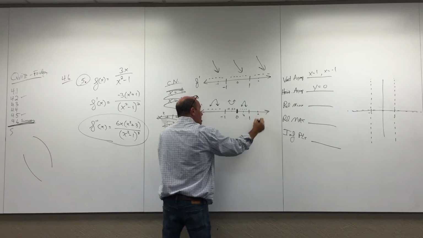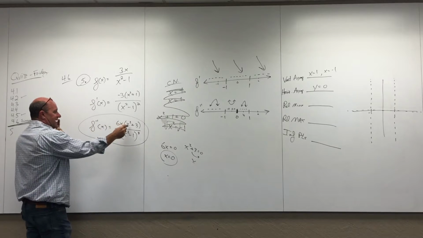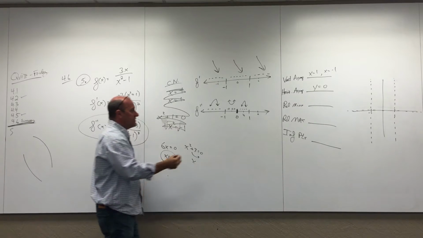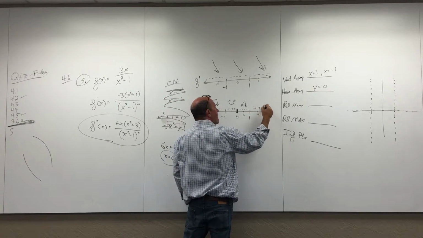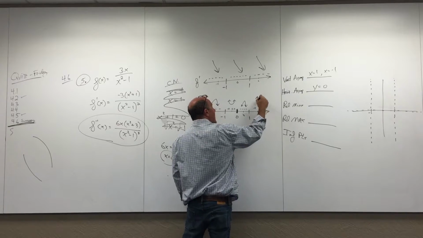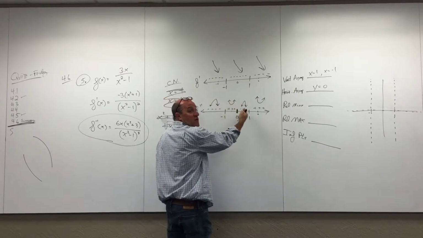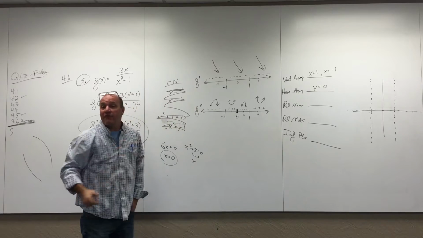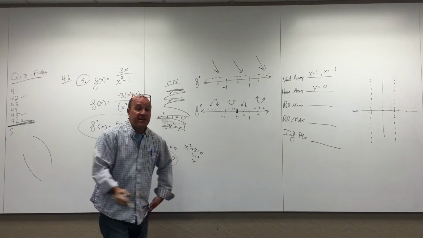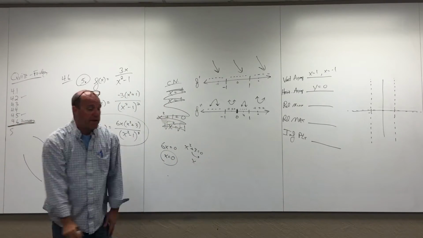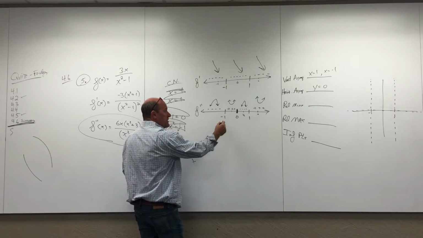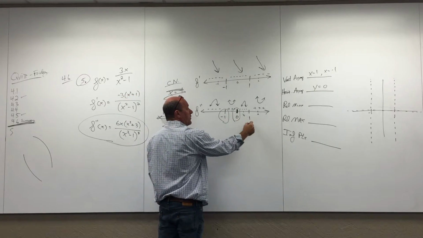What about a 2? Positive, it's positive. It's concave up. Hey, this thing's changing concavity quite a bit. Wherever it changes concavity is an inflection point, which makes me think, oh, there's an inflection point, there's an inflection point.